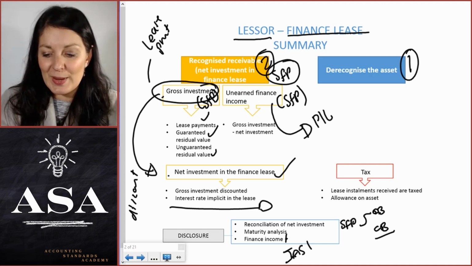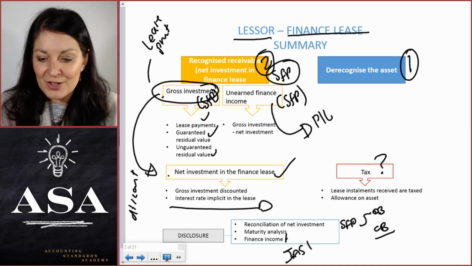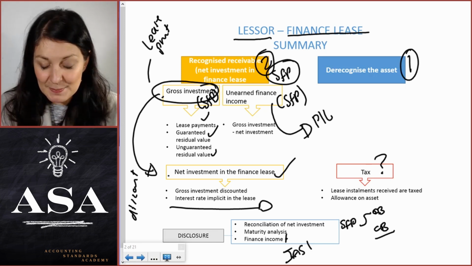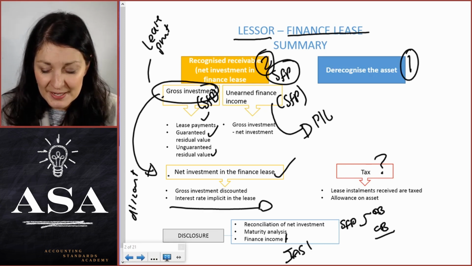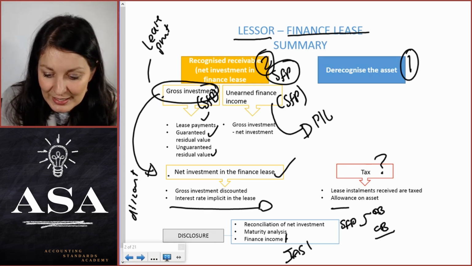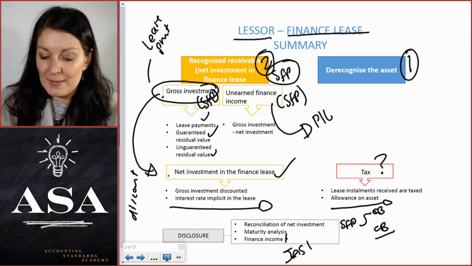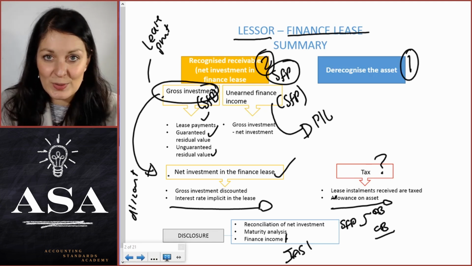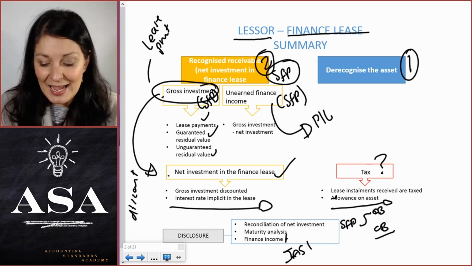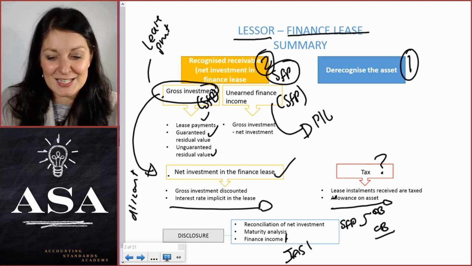And to end off, we have to ask ourselves, well, what is the tax implications? Now, remember that from a tax perspective, the asset was not de-recognized. The asset still belongs to the lessor from a tax perspective. So the lessor is able to claim allowances on the asset. Also, the lease installments are actually taxed when they are received. So that is how you will treat your finance lease from a tax perspective.